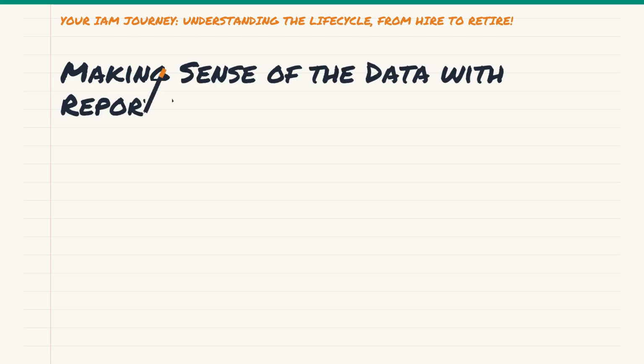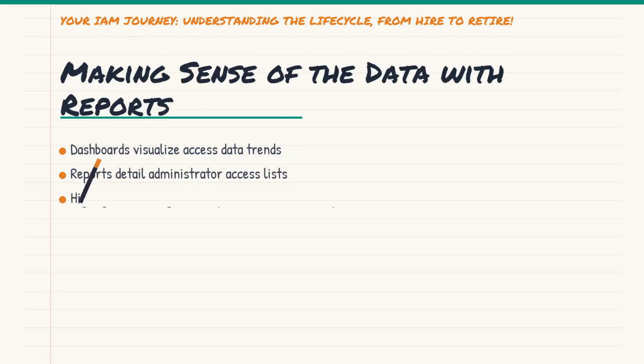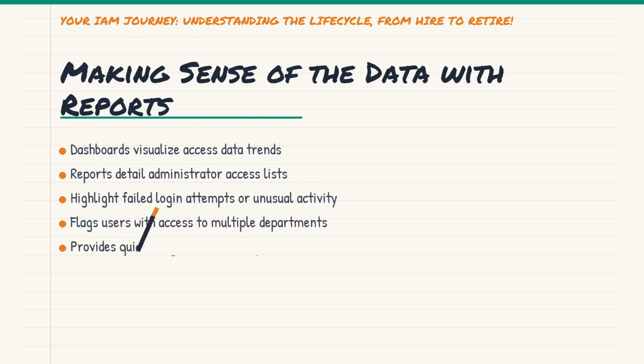Collecting all those logs is one thing, but making them useful is another. That's where reporting comes in. IAM systems generate various reports and dashboards that help us visualize and understand the access landscape. We can get reports on who has administrator access, how many failed login attempts a user had, or which employees accessed sensitive data in the last month. For our transferred employee scenario, reports could highlight users with access to multiple departments' resources, flagging potential accumulated privileges for investigation. These reports are invaluable for quick insights and decision-making.